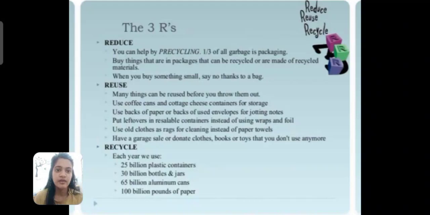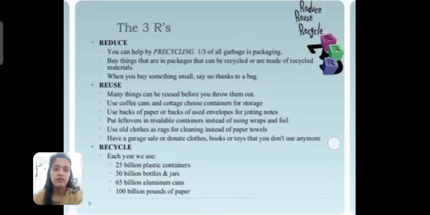Reuse. Many things can be reused before you throw them out. Use coffee cans and cottage cheese containers for storage. Use the back of paper or used envelopes for jotting notes. Put leftovers in reusable containers instead of using wraps and foil. Recycle. Each year we use 25 billion plastic containers, 30 billion bottles and jars, 65 billion aluminum cans, and 100 billion pounds of paper.